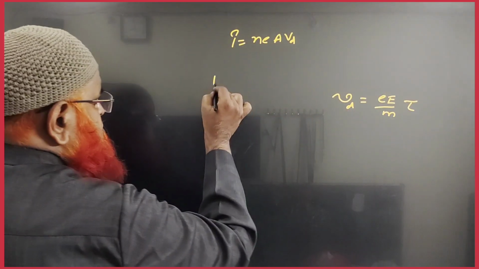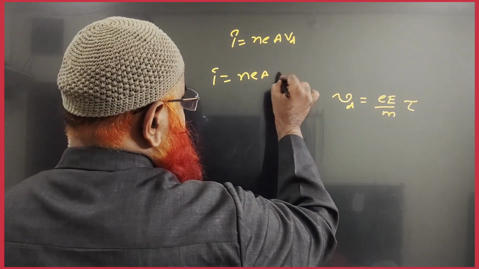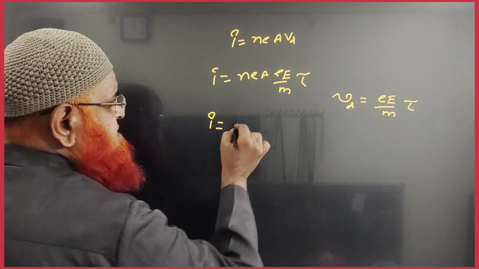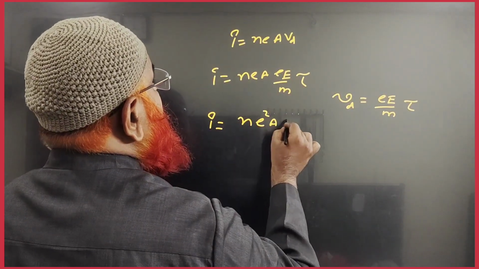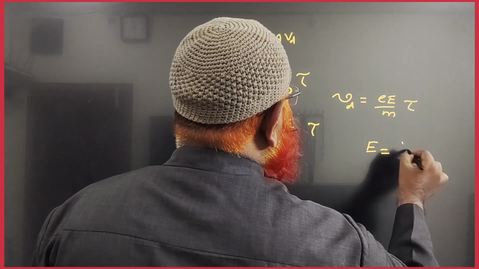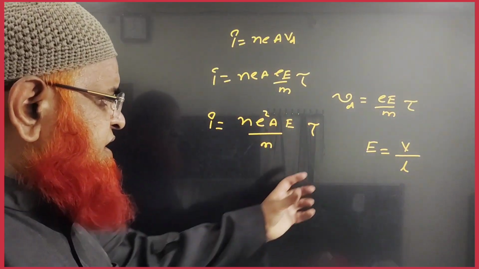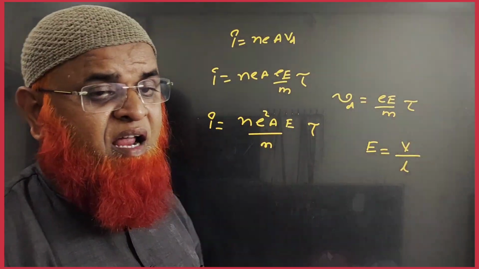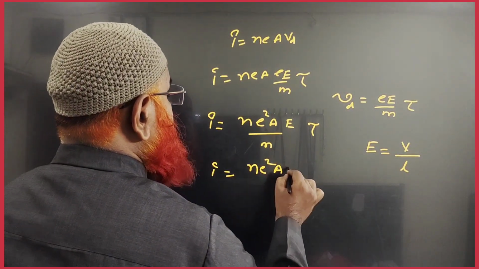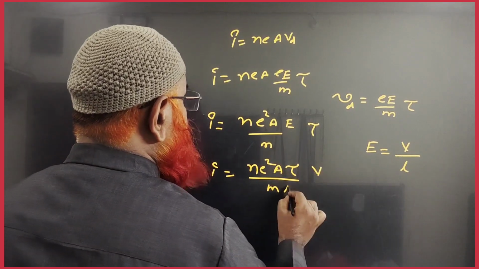Substituting this formula, n e A, with drift velocity e into capital E by m into tau, the current formula is n e square A E tau by m. You should know that electric field intensity is electric potential divided by length L. If you substitute here, you get n e square A tau by m. Instead of E, we will write V by L.